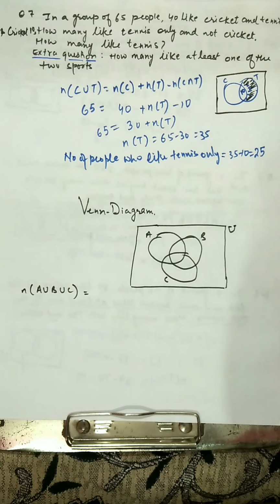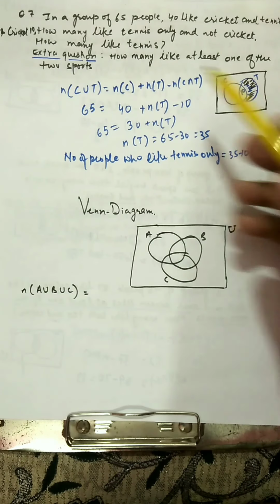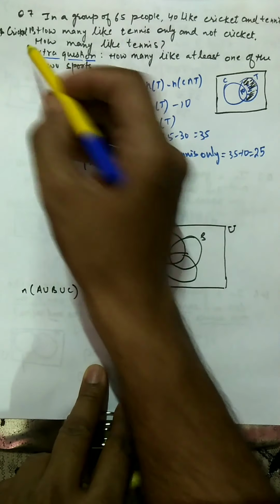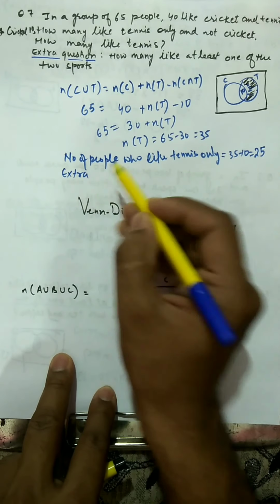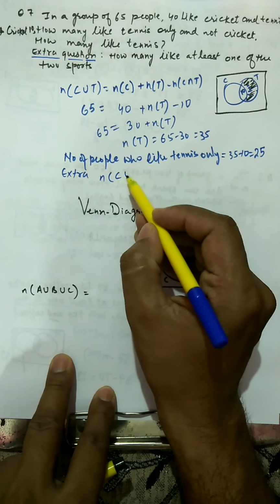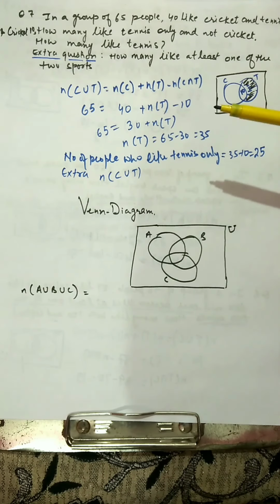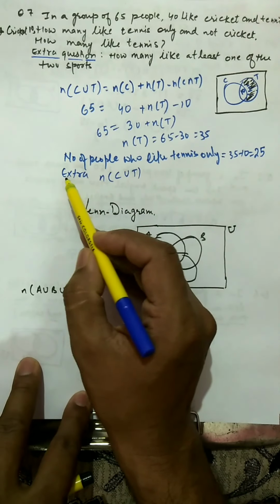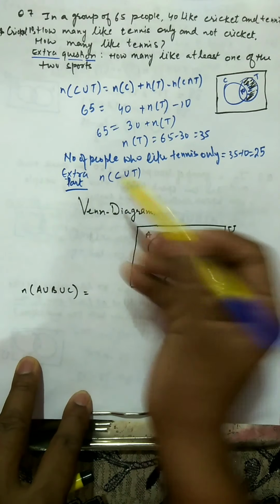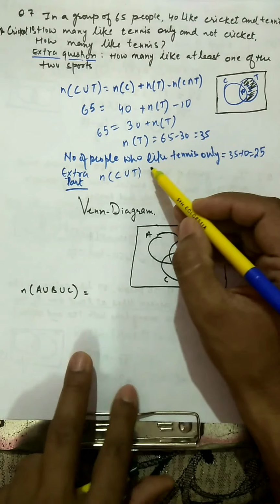Now the extra part I have made in this question is how many like at least one of the two sports. What does at least one of the two sports mean? At least one sport, and maximum how many sports are there? Two sports. This extra part is nothing but N of C union T. This is how the language can be put into the question, so please take care of this. You have to calculate N of C union T, which is already there. So you just have to write 65.